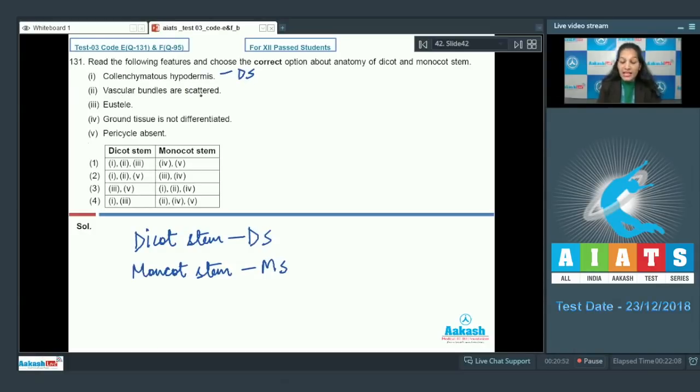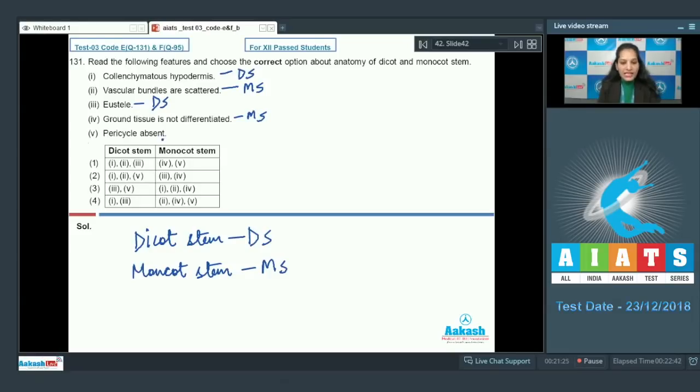Second, vascular bundles are scattered. Scattered vascular bundles is a feature of monocot stem. In dicot stem, the vascular bundles are arranged in a ring. Eustele: the vascular bundles are conjoined, collateral and open in case of dicot stem, and this is called the eustelic condition. So it's a feature of dicot stem. Fourth, ground tissue is not differentiated. Ground tissue is not differentiated in monocot stem. So it's a feature of monocot stem.